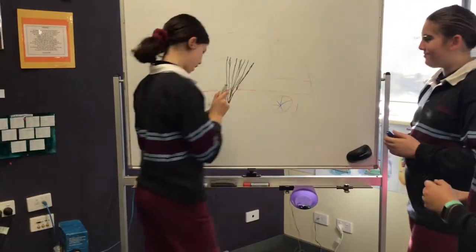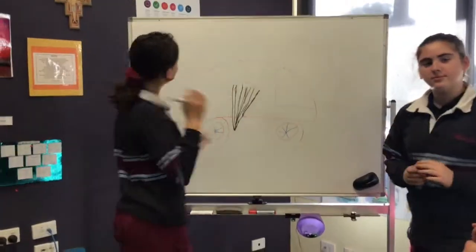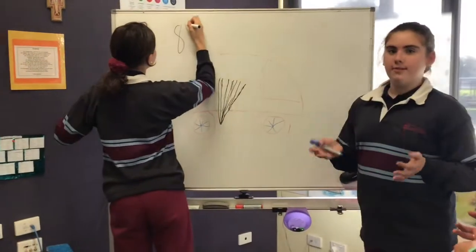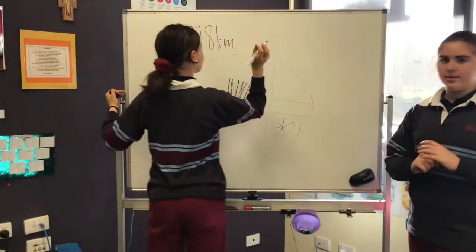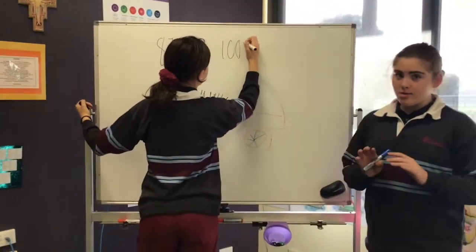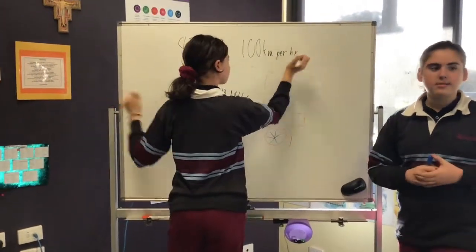Whoa, what is that? Oh, well, this is our new design, a flying car. How fast does that go? Well, if you were travelling from Melbourne to Sydney, it will take 878 kilometres. If you were travelling at 100 kilometres per hour, it will take 8 hours and 45 minutes.